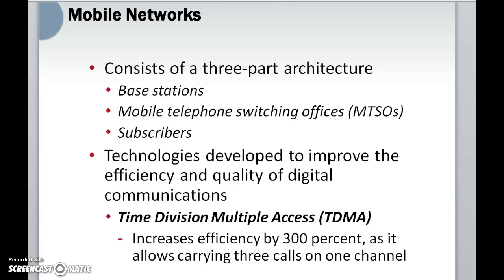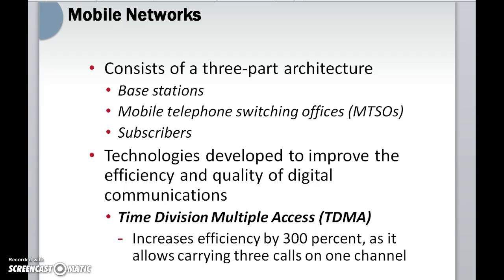Now let's look at mobile networks. Mobile networks have a three-part architecture. One consists of base stations. The second one is mobile telephone switching offices, which transfer calls between national or global phone networks and base stations. And the third one is subscribers, who are the users that connect to the base station by using their mobile communication devices. To improve the efficiency and quality of digital communication, two technologies have been developed.